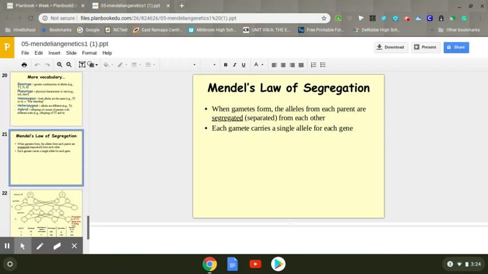So the next law that we need to talk about is our law of segregation. This is when gametes form, the alleles from each parent are segregated or separated from each other, and then each gamete carries a single allele from each gene.